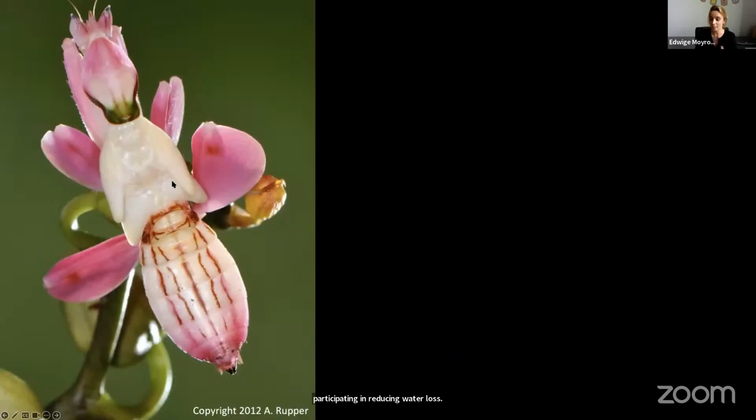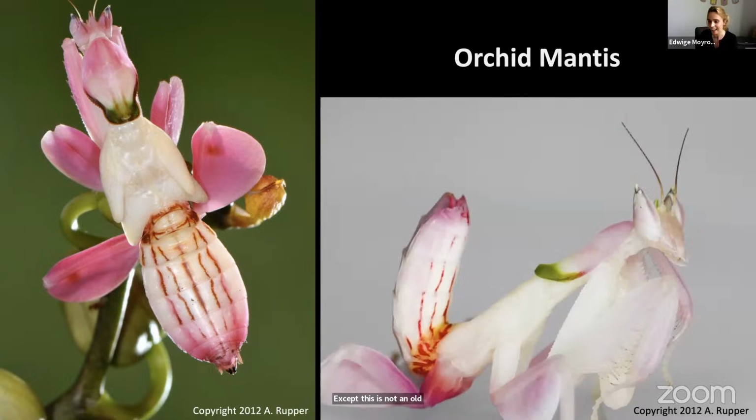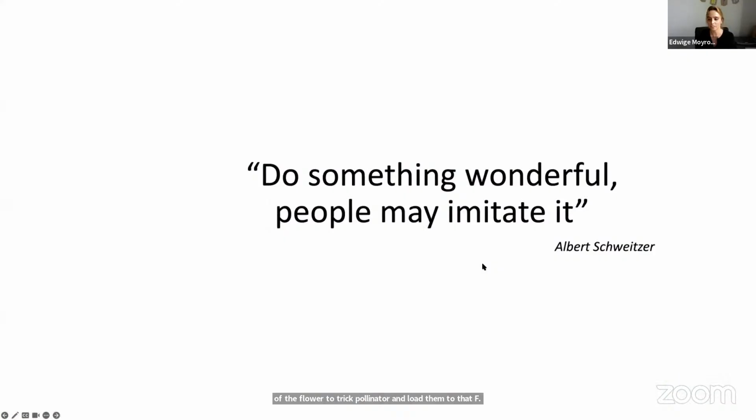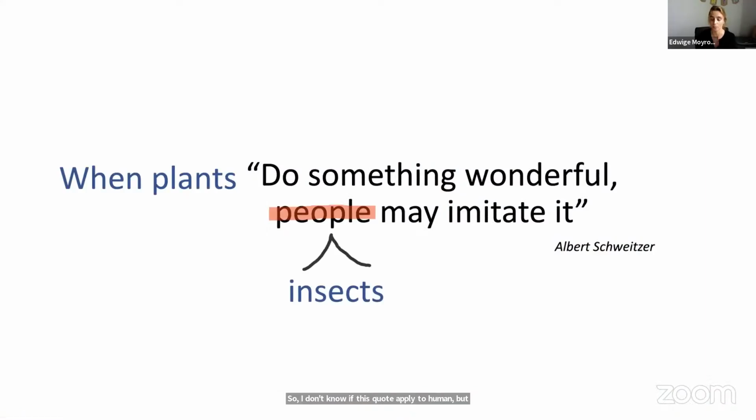So these patterns can be really intricate, like the one we see on this beautiful orchid flower, except this is not an orchid. This is an orchid mantis. And this insect is mimicking the pattern and the shape of the flower to trick pollinators and lure them to their death. So I don't know if this quote applies to humans, but it definitely applies to the interaction between plants and the insects that pollinate them.